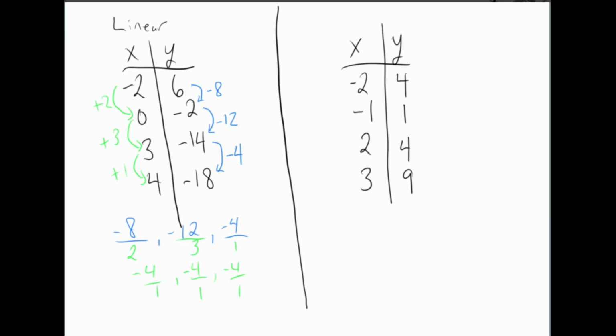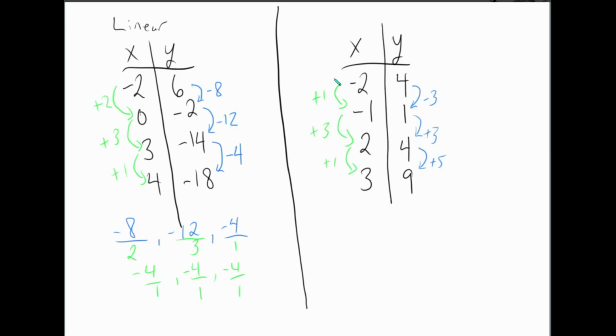All right, let's go and take a look at our second one here. So I'm going to start off by getting my change of y's. So from 4 to 1, that is a drop of 3. From 1 to 4 is an increase of 3. From 4 to 9, that's an increase of 5. Now let's check my change of x's. From negative 2 to negative 1, that is an increase of 1. From negative 1 to 2, that is an increase of 3. From 2 to 3, that is an increase of 1.